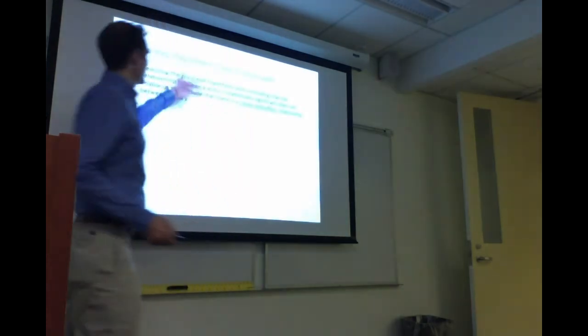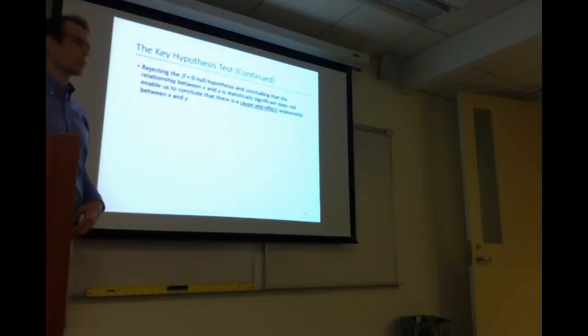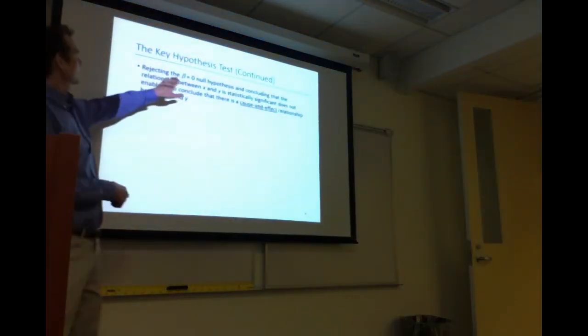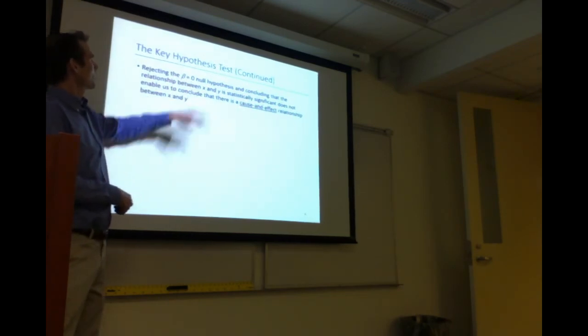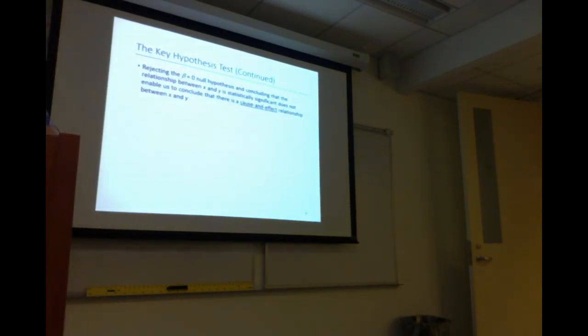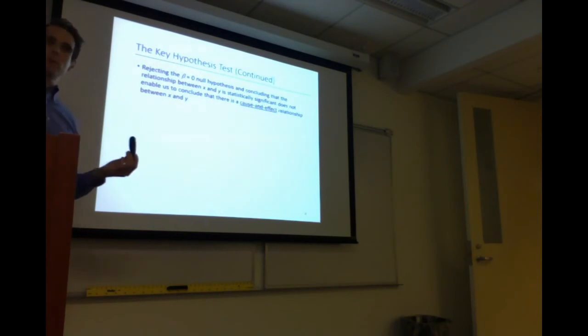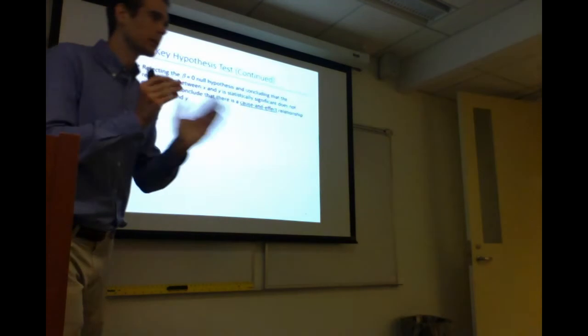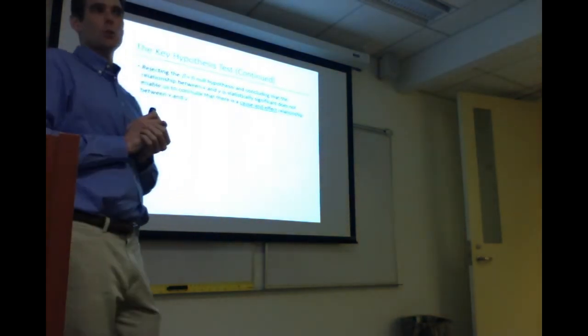Okay, this is just some fine print. Let's talk it through. Rejecting the null hypothesis that the population slope is zero, concluding that the relationship between x and y is statistically significant, does not enable us to conclude that there's a cause and effect relationship. Remember, we can't say one thing causes the other. All we can say is there's a relationship and a correlation between two things.